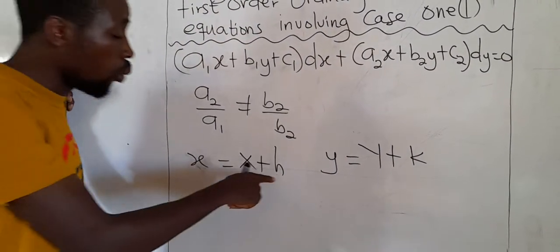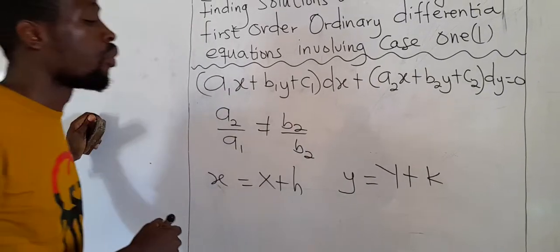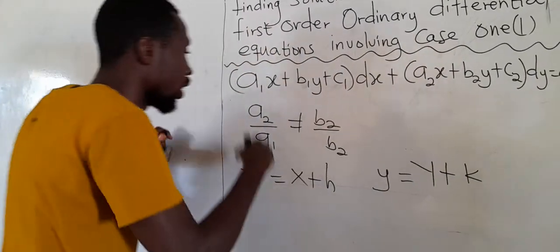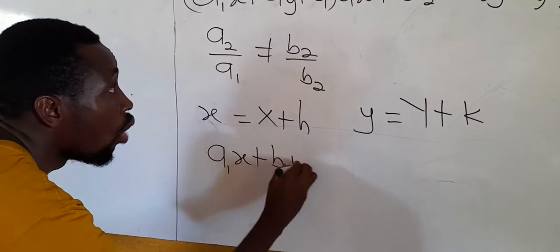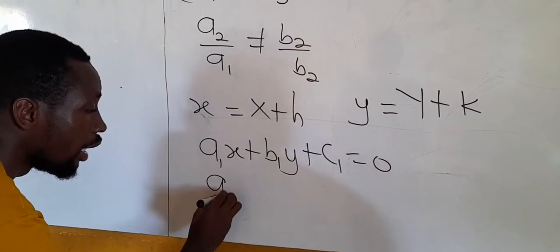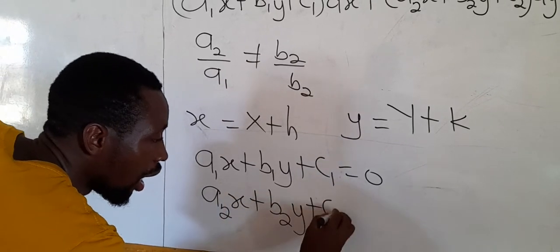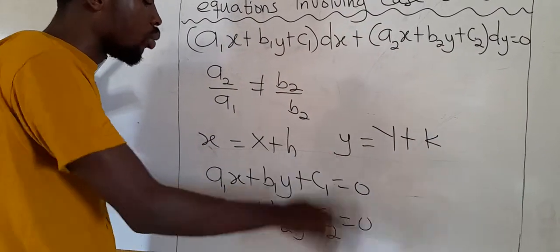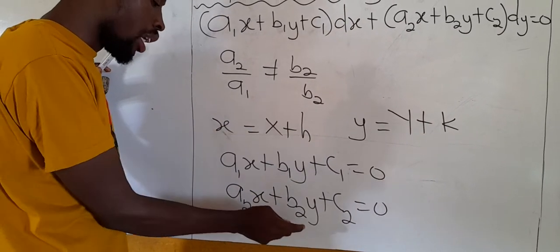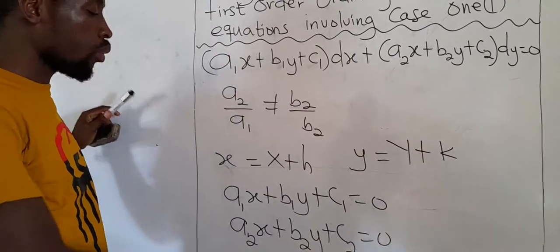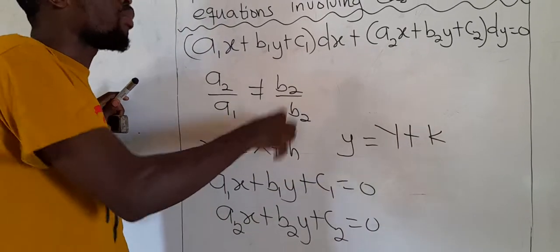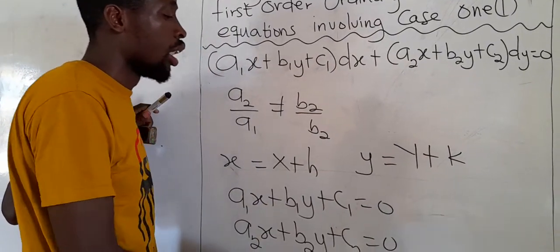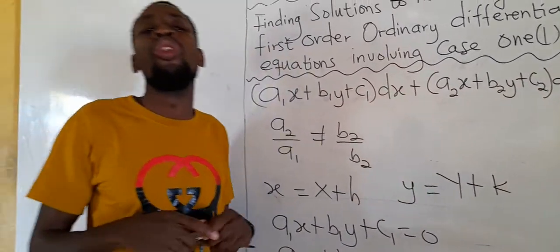Now the question is, where do h and k come from? The h and the k are the values of x and y respectively after solving these equations simultaneously: A1x plus B1y plus C1 equal to 0 and A2x plus B2y plus C2 equal to 0. After we solve these two equations simultaneously, the value of x becomes our h, and the value of y becomes our k. What's the next thing? After we get the values of h and k, we substitute: in place of small x we put x plus h, in place of small y we put y plus k, then bam, this non-homogeneous equation will become homogeneous.